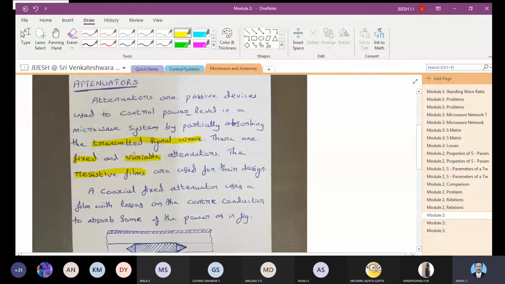Mark attenuators as very important, an expected question for internals as well as for the university examination. I have not seen a university question paper without being asked about variable attenuators and fixed attenuators. Most of the question papers ask this, so you have to prepare for 6 marks, 7 marks, or a maximum of 8 marks. You can just write down these things, then we'll move on with fixed attenuators and discuss them.